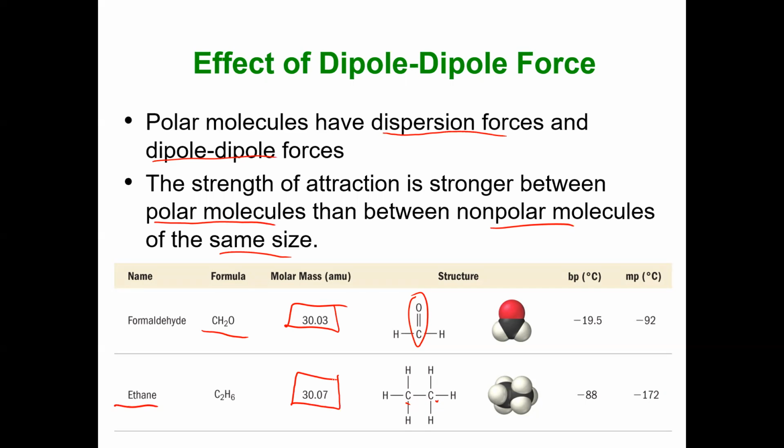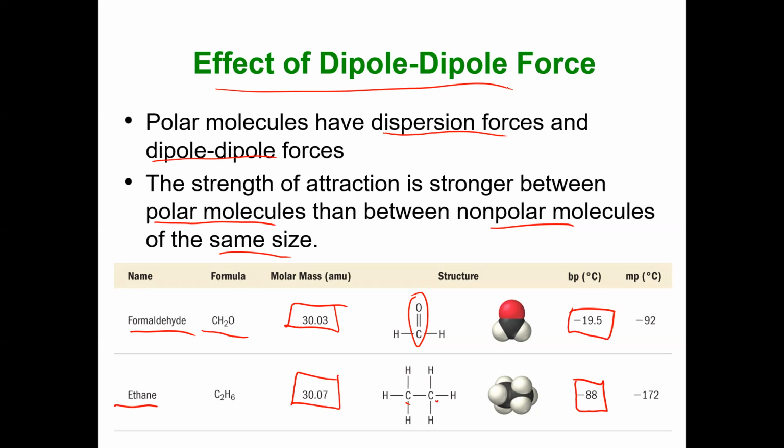But what I notice is, even though they have the same mass, because we saw that as molar mass increases, so do the intermolecular forces, if they have the same molar mass, why would they have different boiling points? Well, what we realize is it's because they have different intermolecular forces. The polar molecule formaldehyde can exhibit dipole-dipole as well.